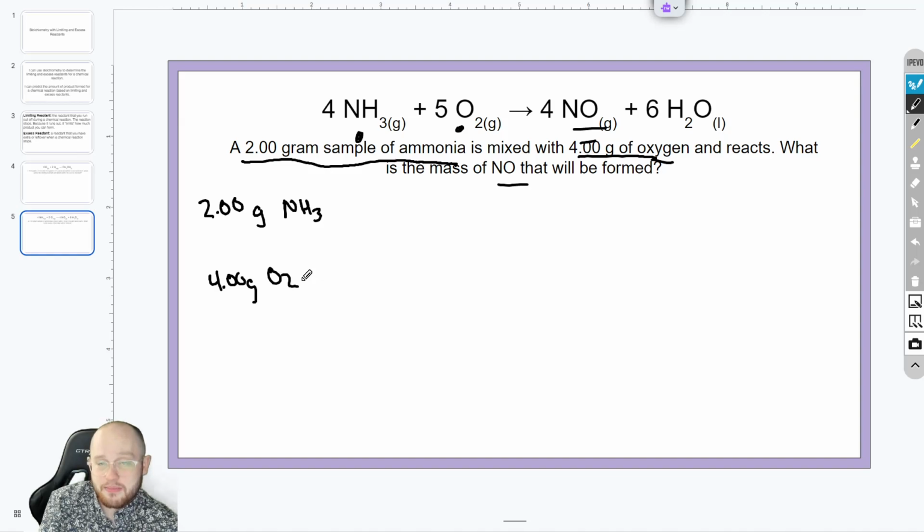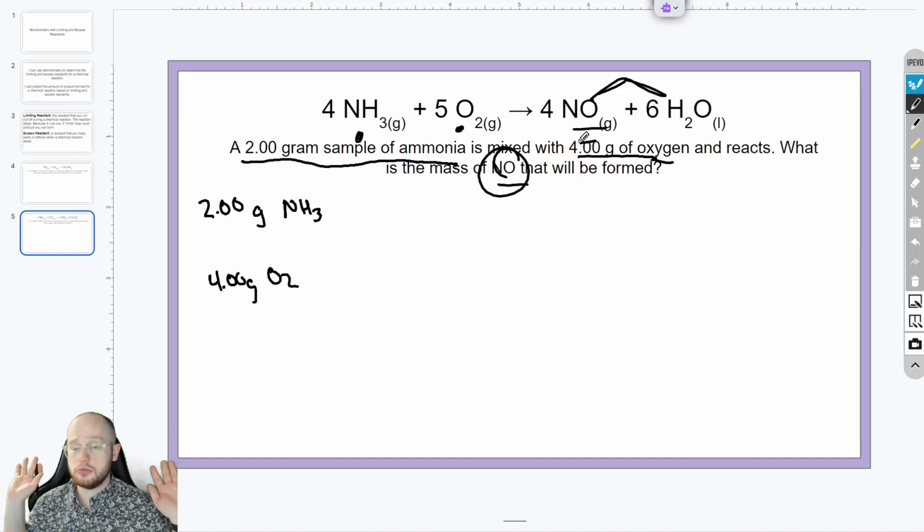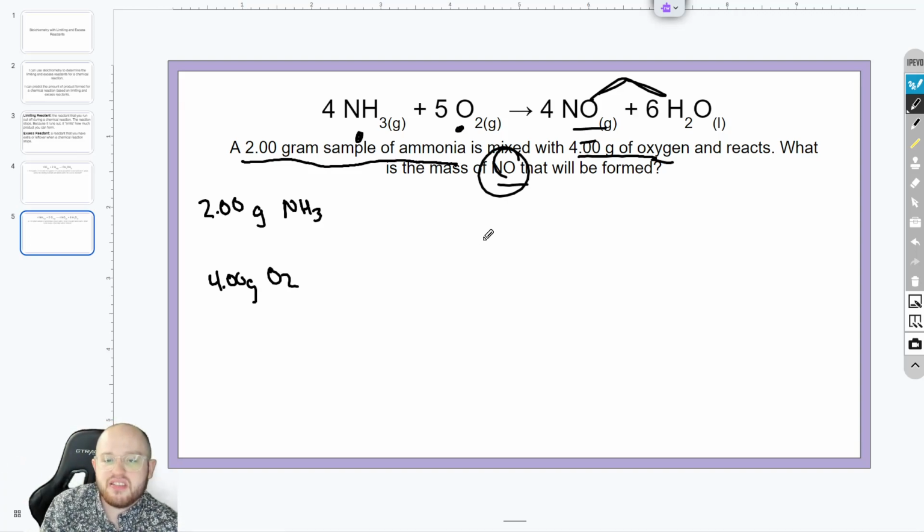Now in the last problem, I only had one product to choose from, but they didn't specify, so I could have chosen whichever. In this case, they explicitly specify nitrogen monoxide, so even though I have two products, I'm going to go with the one they give me. If they didn't say anything at all, then you could choose whichever one you want. But they specifically told me nitrogen monoxide, so that's what I'm going to go to.